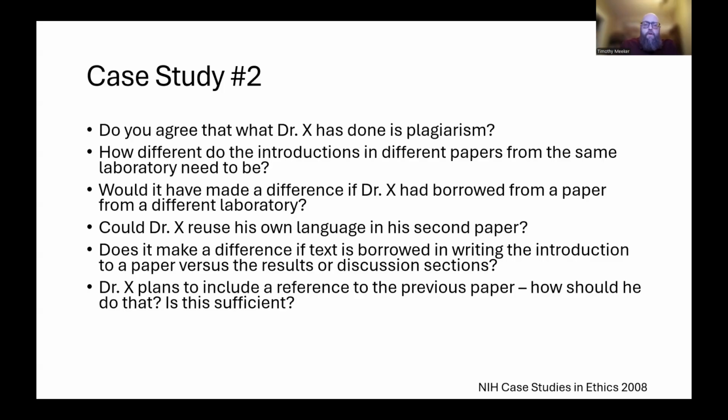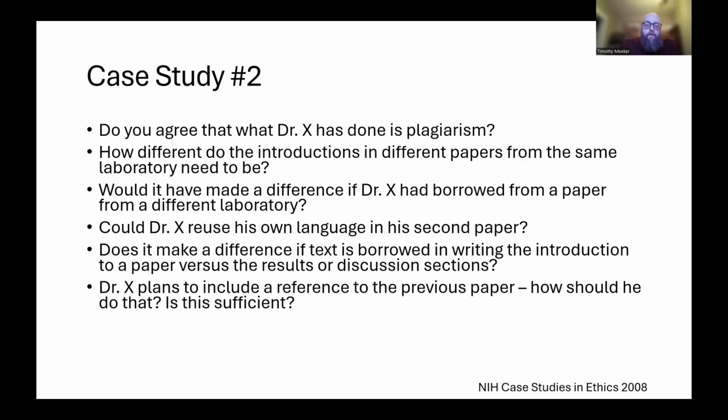Dr. X plans to include a reference to the previous paper. How should he do that? Is this sufficient? Well, he'd have to have a reference for every sentence, basically, and directly to that paper. And it would look kind of stupid. It is acceptable to have multiple references to the same paper in several sentences. Well, I wouldn't say several, I would say a few, two or three sentences, to not reference from the first one. So you reference in the first sentence and then you can not reference in the second sentence. That's acceptable.